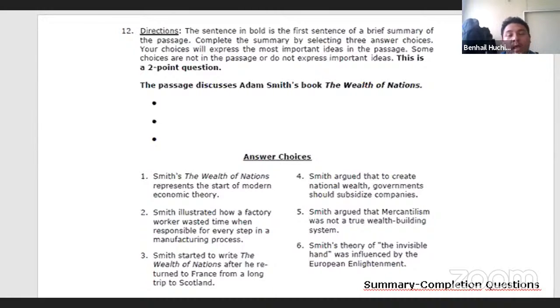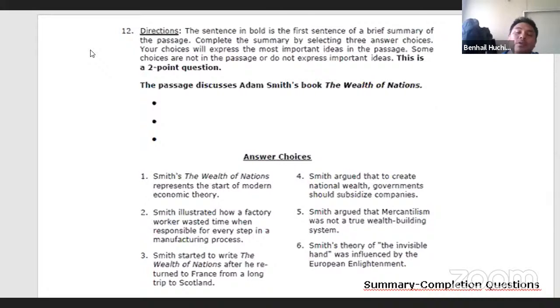Then you have here the directions. The sentence in bold is the first sentence of a brief summary of the passage. Complete the summary by selecting 3 answer choices. Your choice will express the most important ideas in the passage. Some choices are not in the passage or do not express important ideas. This is a 2-point question. It's important because it is a 2-point question.